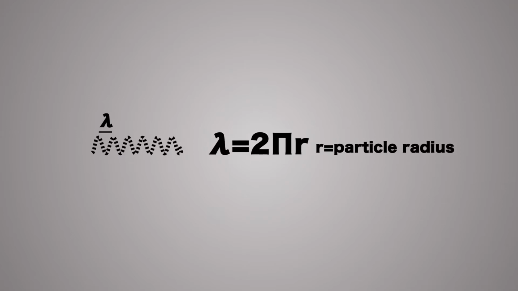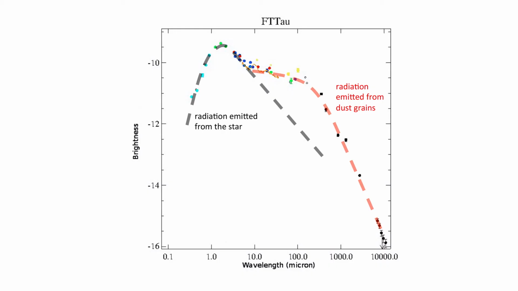So what is the typical wavelength? The typical wavelength where most of the emission is observed depends on the grain size, and is roughly 2 times pi times r, where r is the particle radius. So the greater the size, the greater the flux we can measure at long wavelengths. And in this way, using a plot of flux versus wavelength, astronomers can infer information about the dust size and see if there's a process of dust growth.